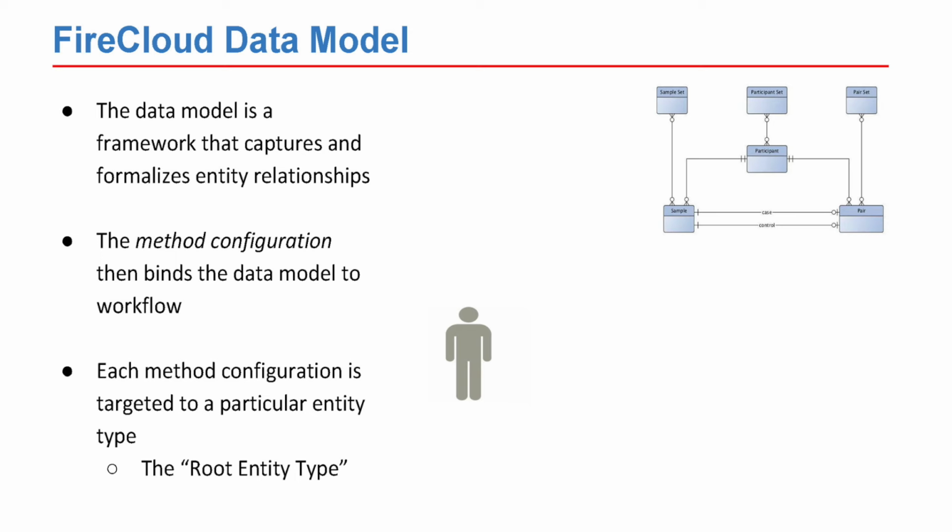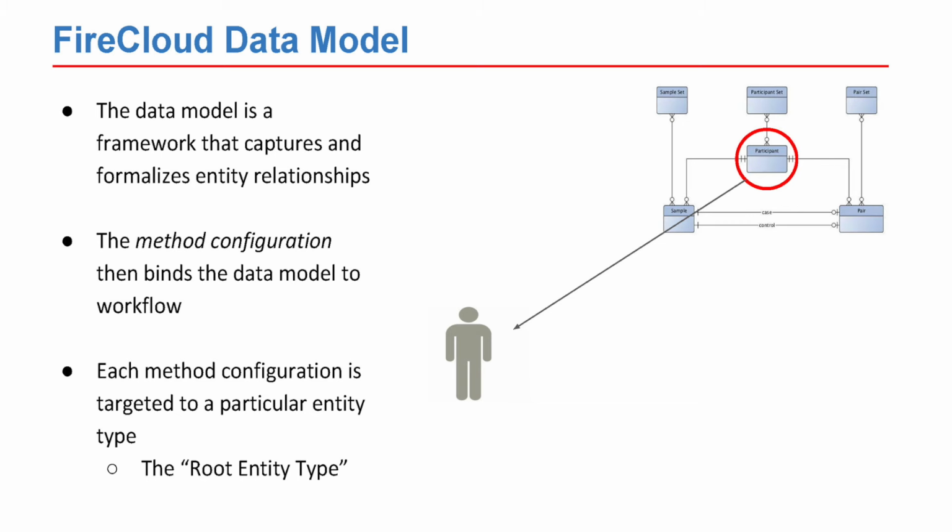The data model is a framework that captures and formalizes entity relationships. The method configuration then binds the data model to the workflow. Each method configuration is targeted to a particular entity type, and we call this the root entity type. In this case, we're loading a sample set data file, so the root entity type will be sample set.